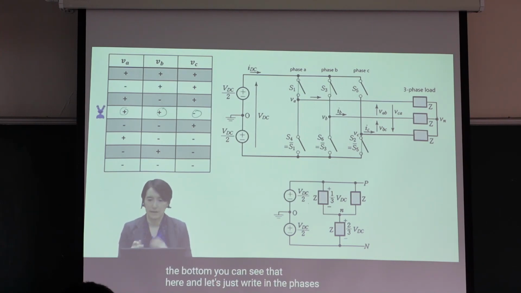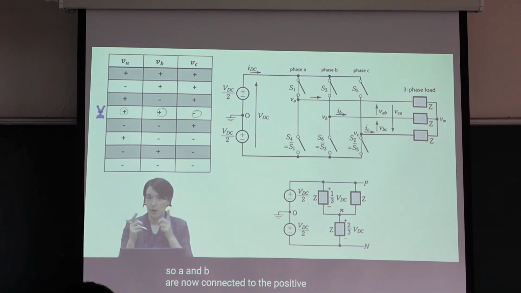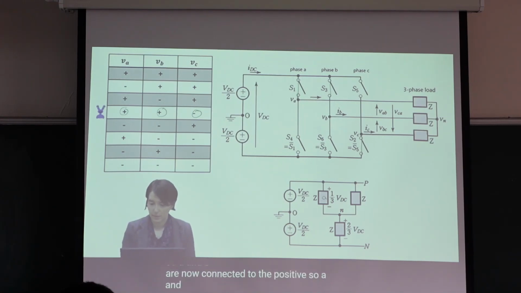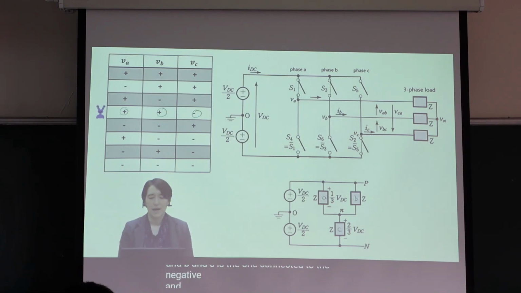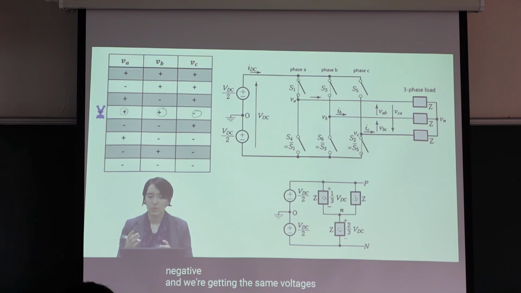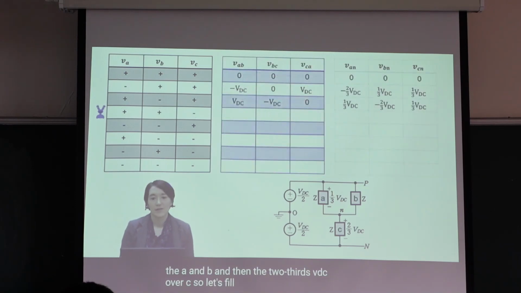And let's just write in the phases. So A and B are now connected to the positive, and C is the one connected to the negative. And we're getting the same voltages, 1/3 VDC over the A and B, and then the 2/3 VDC over C. So let's fill in the tables.